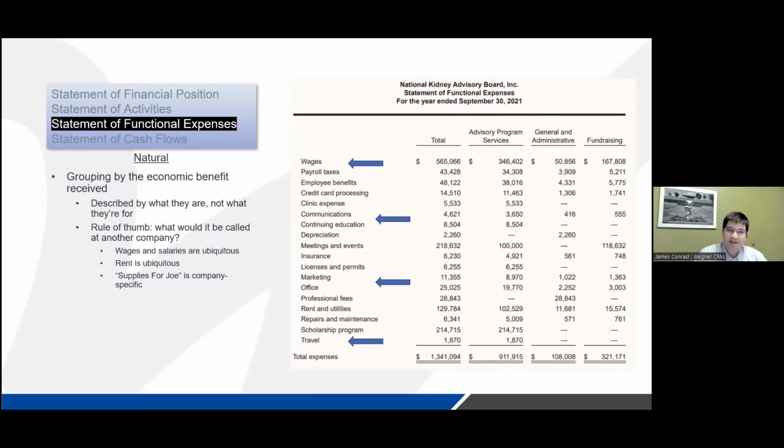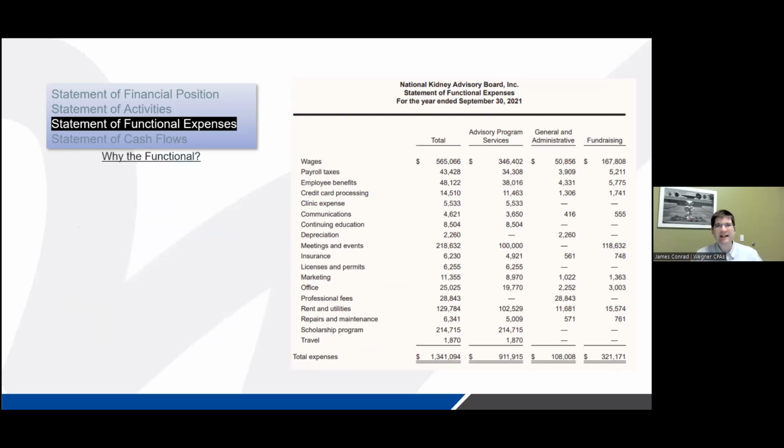Another way to think about it, because defining it is kind of difficult: what would it be called anywhere else? So salaries, that's a common expense across the board. Everyone's going to know what salaries are. Rent, everyone's going to know what rent is. Everyone's seen that. If you have a line that says supplies for Joe, what is that? Who is Joe? What does Joe do? We don't know. You want to make it more ubiquitous, industry standard information. And like I said, this is usually your rows. You can rearrange these, but this is going to be your most common format.